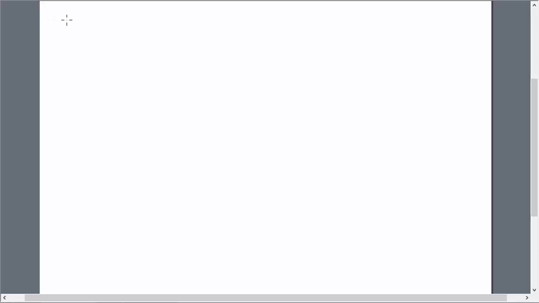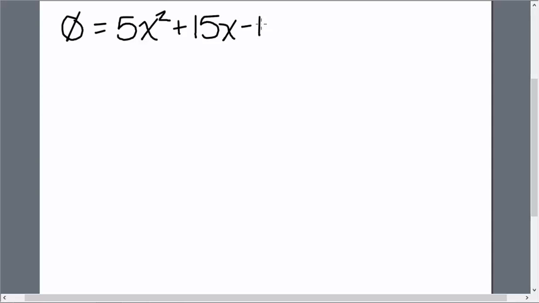So my lovely ladies and gentlemen, what we're going to do next is find all solutions for 0 equals 5x squared plus 15x minus 12. Now, find all solutions means find all the zeros. And so the best way to do that is usually by factoring.